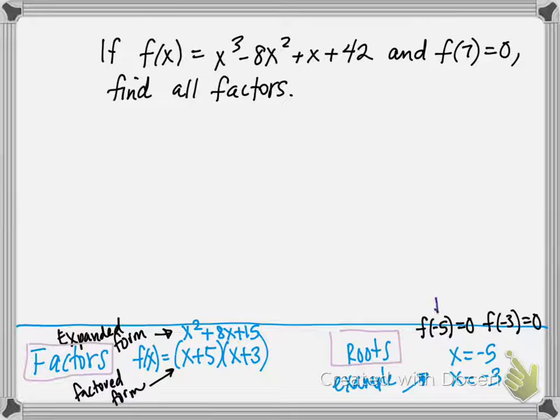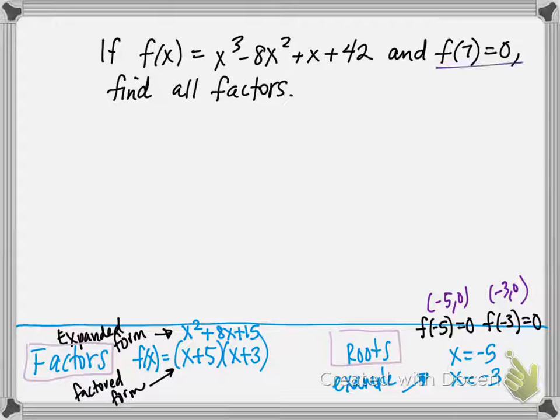And if I plug in negative 5, you should get 0, right? If you write that as an ordered pair, negative 5 comma 0 is an x-intercept, and negative 3 comma 0 is an x-intercept. So if I plug in negative 5, I get 0, and if I plug in negative 3, I get 0. So knowing those facts, let's take a look.